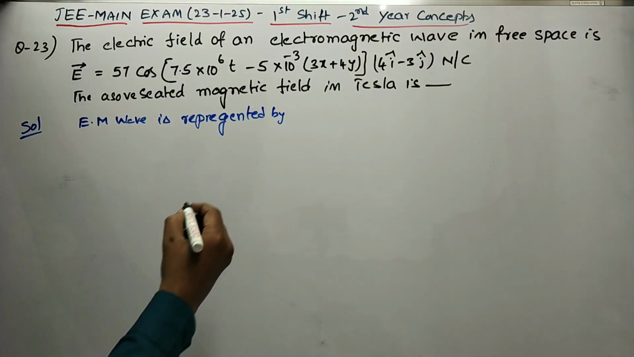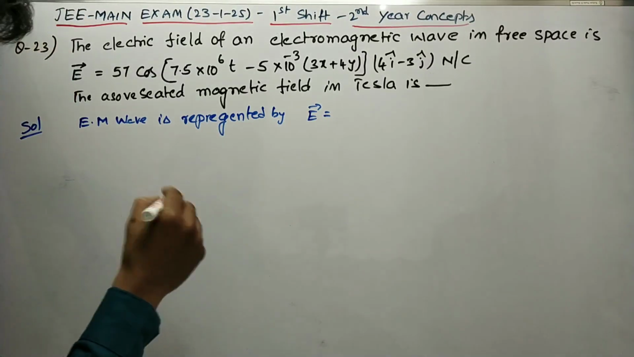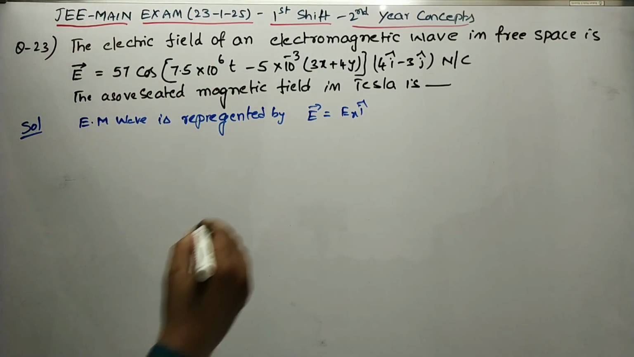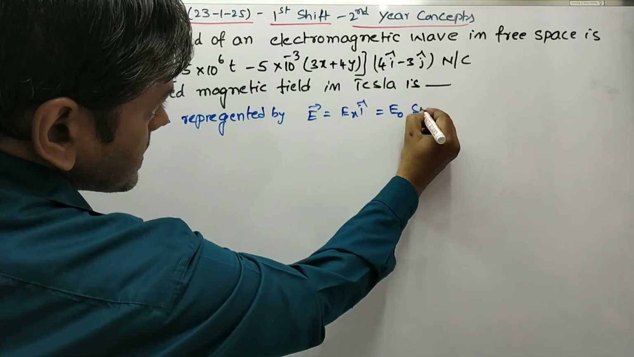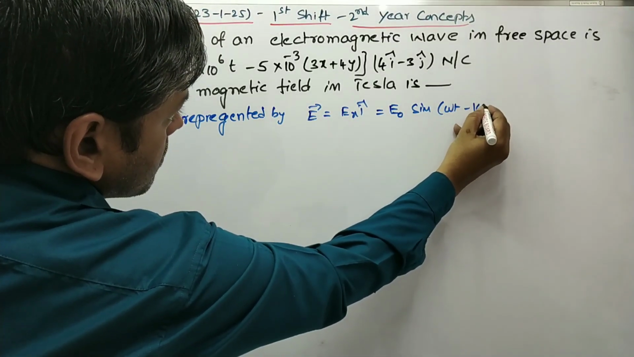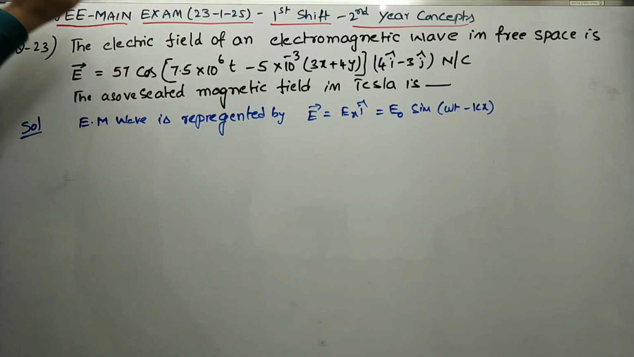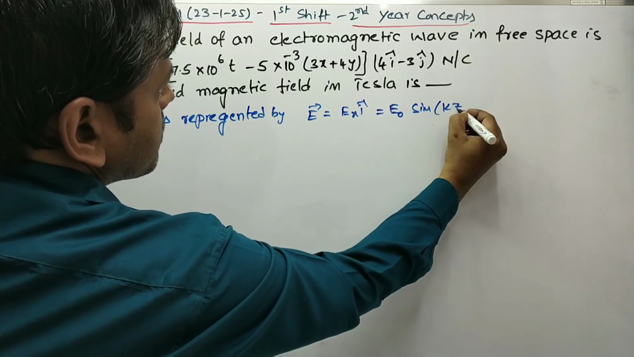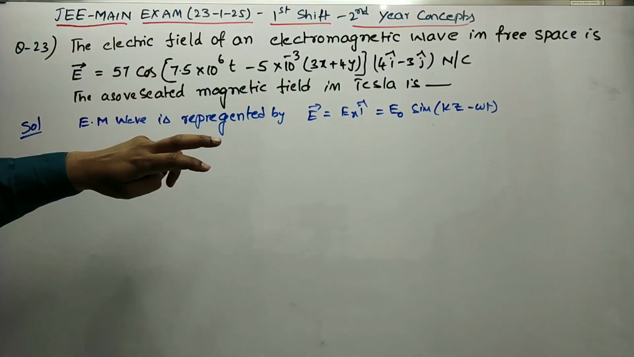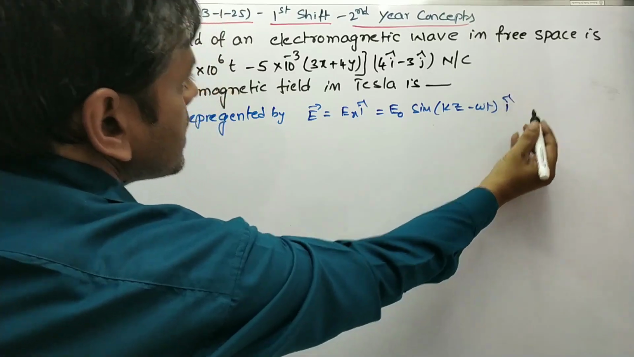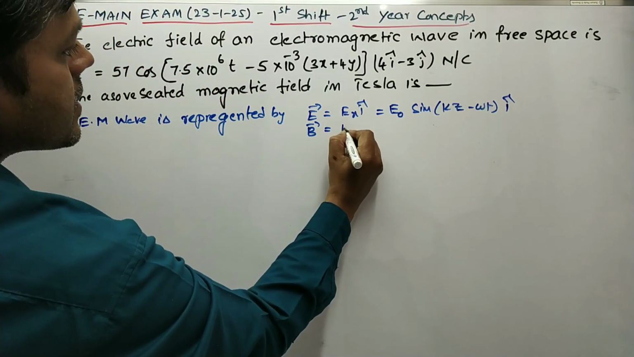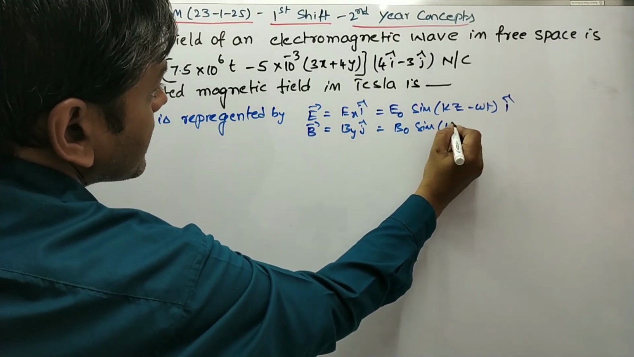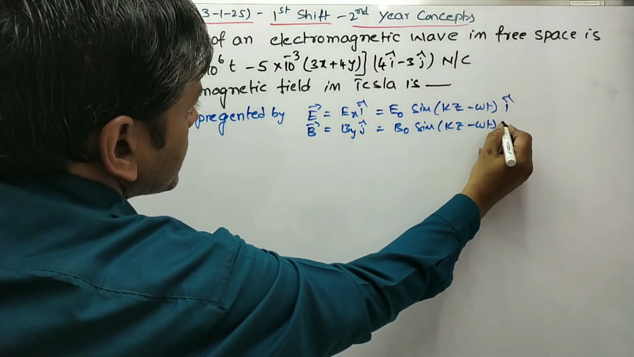So the electromagnetic wave is represented by E bar is equal to Ex i cap, which is equal to E naught sine omega t minus kx, or kz, whatever may be, as per your convenience. Kz minus omega t, in x-axis positive. Similarly, B bar is along j cap. That means B naught into sine kz minus omega t into j cap.